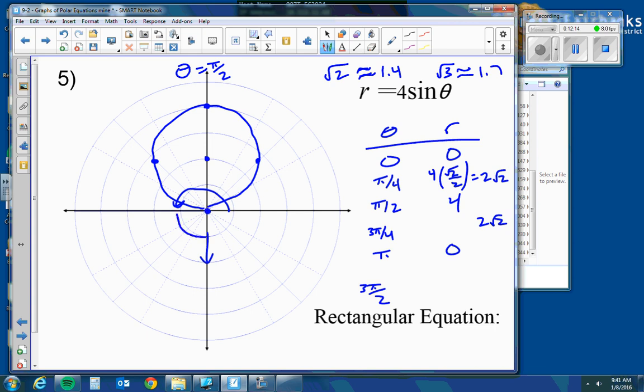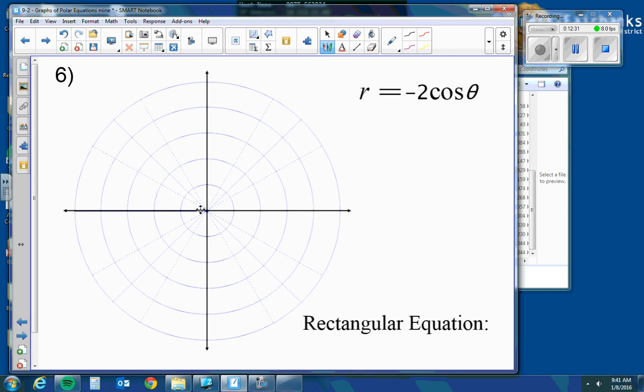As your theta goes from pi to 2 pi, your radius is negative all through here. Why is it negative? Because isn't sine negative? And so you end up tracing the circle again. So you don't need any more in your table.